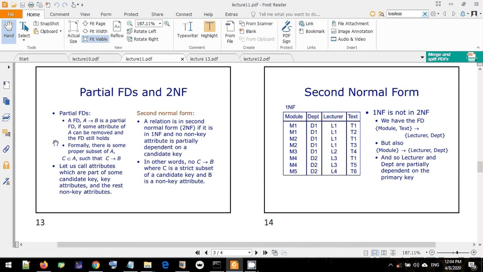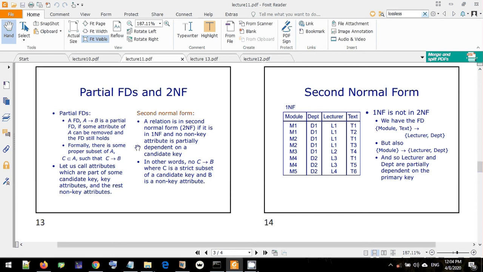Formally, there are some proper subsets of A. For example, we can say C is a subset of A such that C functionally determines B. Now let's call attributes which are part of some candidate key the key attributes, and the rest are non-key attributes.